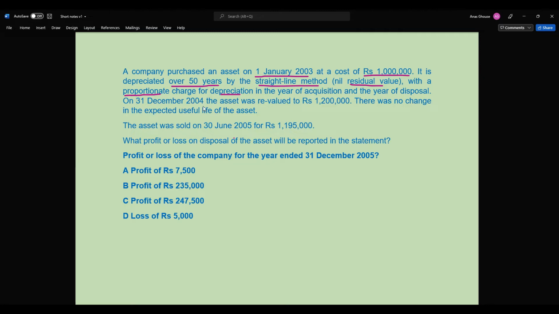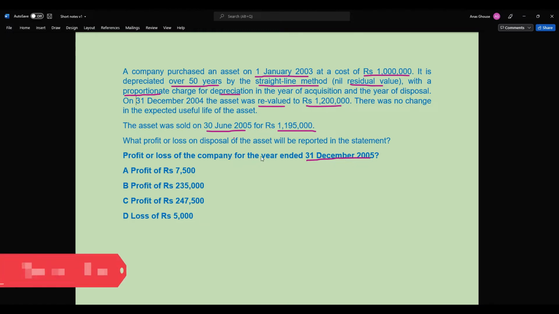On 31st December 2004, the asset was revalued for 1.2 million. There was no change in the expected useful life of the asset. The asset was sold on 30th June 2005 for 1.195. What profit or loss on disposal of the asset will be reported in the statement of profit or loss of the company for the year ended 31st December 2005? So you are given 4 answers. We need to identify the correct one.